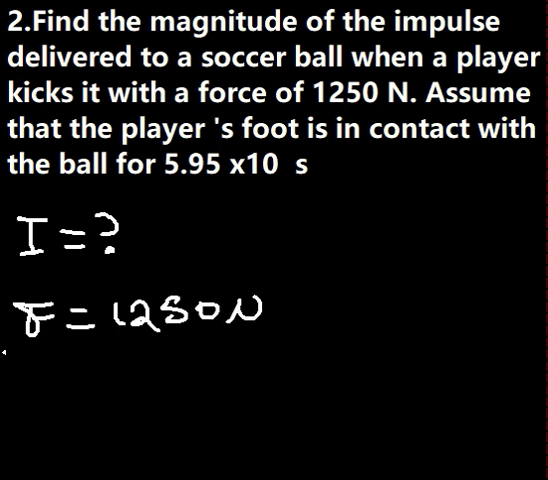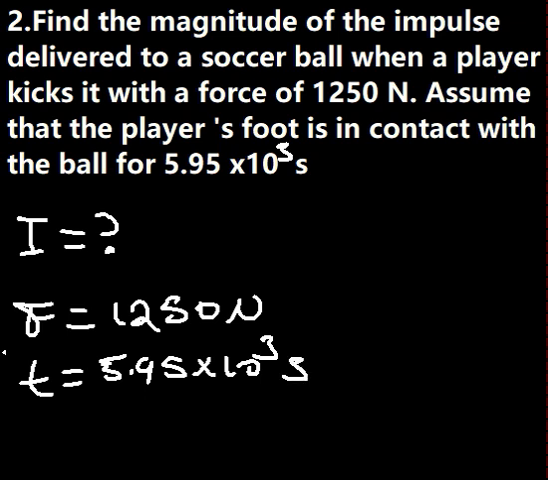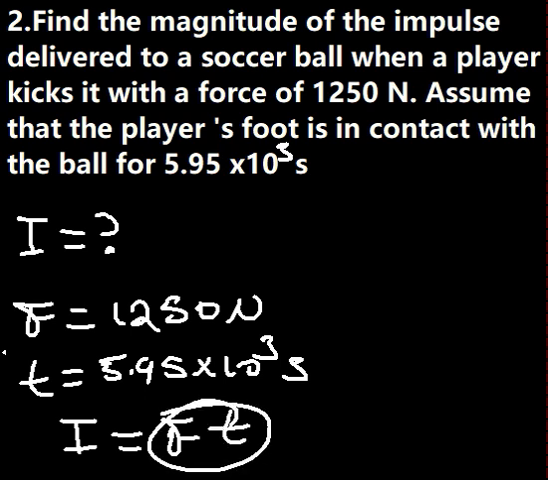And assume that the player's foot is in contact with the ball for a time of 5.95 times 10 to the power of positive 3 seconds. So what is the impulse? The impulse is obtained using the formula Ft. So try to find the impulse there.